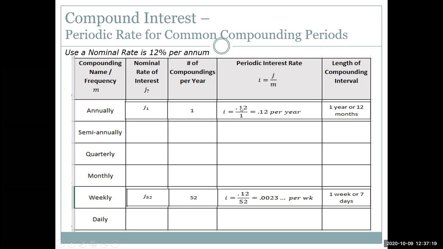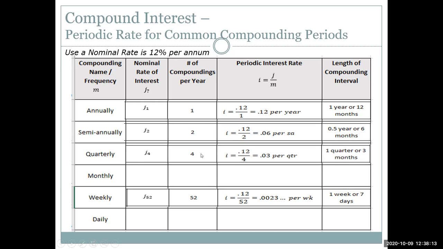The periodic rate would be 0.12 over 1, or 0.12 per year. Where did the 0.12 come from? We were told that the nominal rate is 12%, so in decimal, 0.12. What's the length of our compounding interval? It's 1 year, or if you prefer, 12 months. For the semi-annual nominal rate, we now have 2 compoundings per year, so our symbol will be J2. Our periodic rate is now the nominal rate, 12%, divided by 2. Remember, 2 is the compounding frequency, M, so that's where the 2 comes from. That's equal to 0.06 per SA. SA means semi-annually, which is every half year or every 6 months.